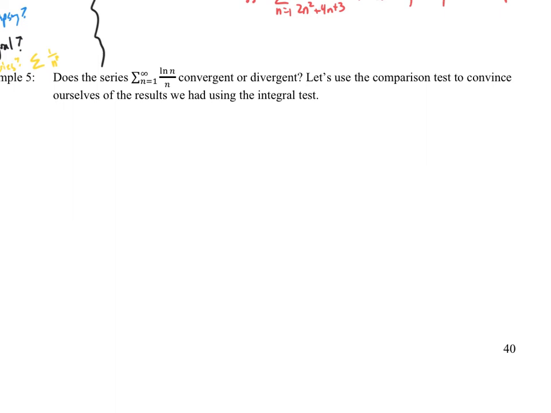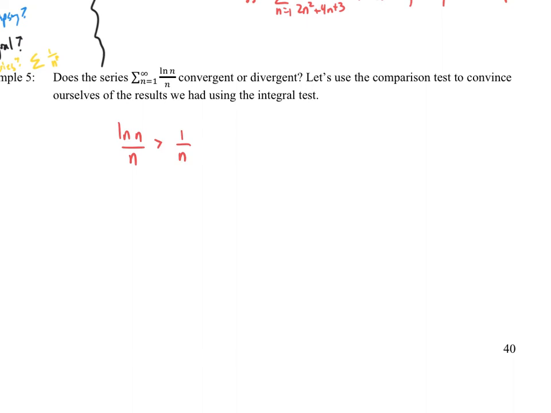So we're going to look for something to compare to the natural log of n over n. And we want to find something that is similar to this expression, but something that we do know in terms of convergence or divergence. So the one that comes to mind here is 1 over n. And we know 1 over n as a series is divergent because it's the harmonic series. And we do know that ln of n over n is going to be larger than 1 over n because the natural log of n is in the numerator. We'll make that one grow faster.